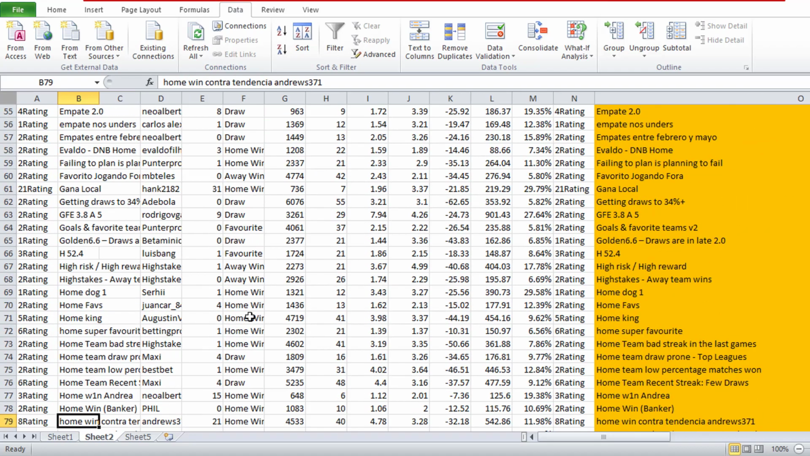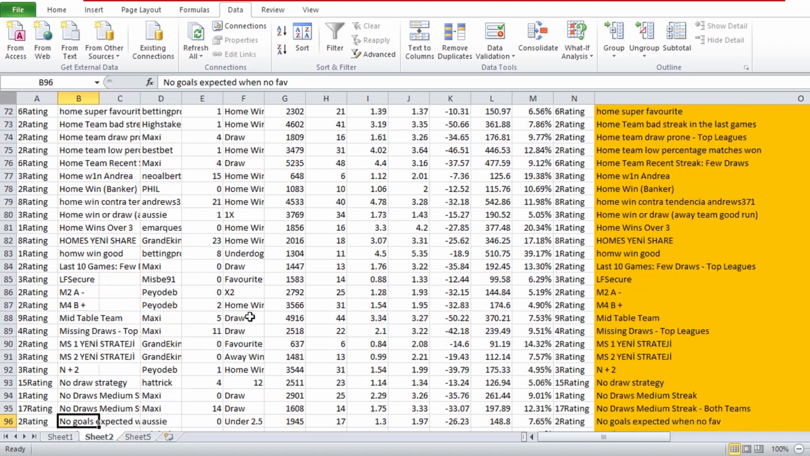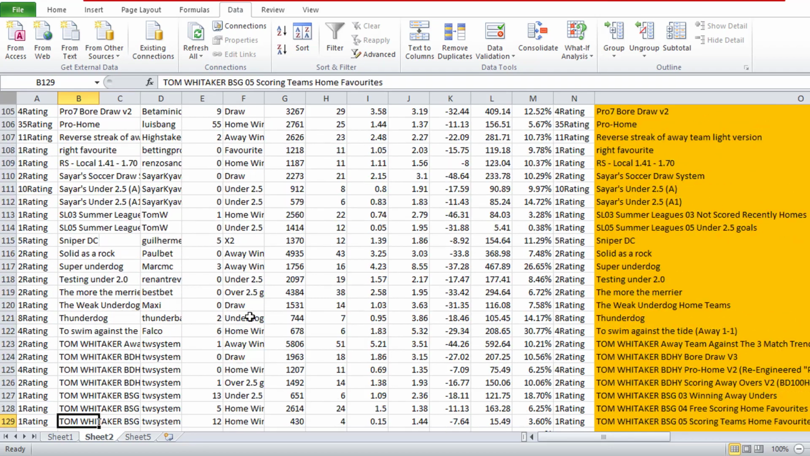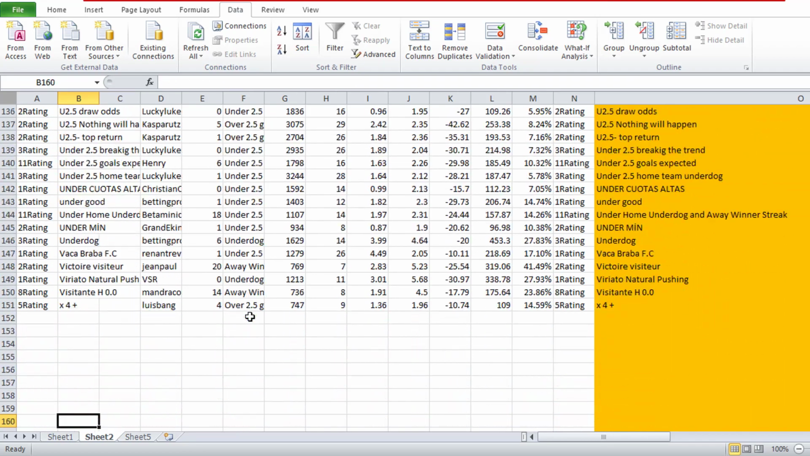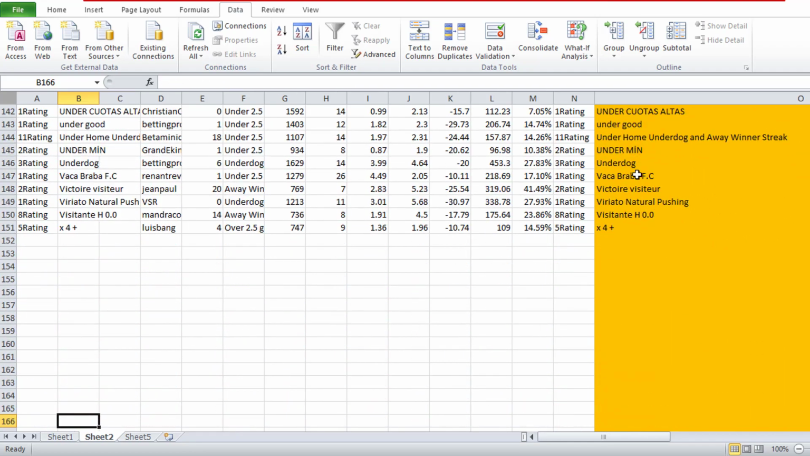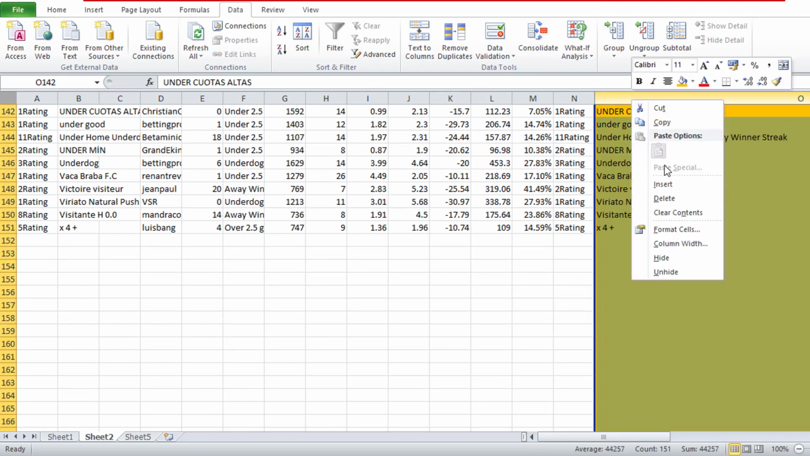So I go down looking on the left and then looking on my highlighted names on the right to check that they all match up. This is very important, otherwise you'll get the wrong data. So they're all okay. They all match up there, that's fine. So I can get rid of that background.